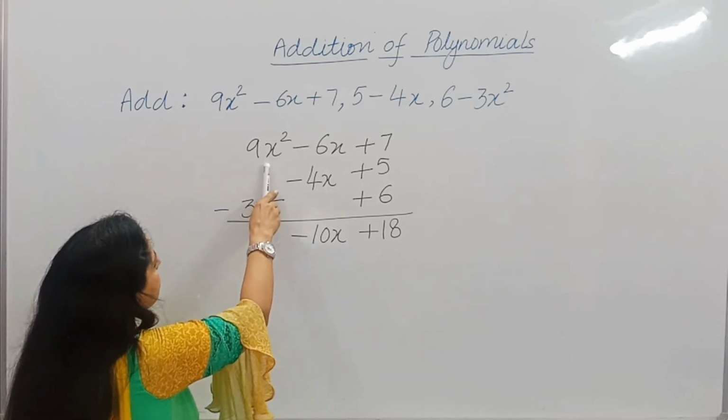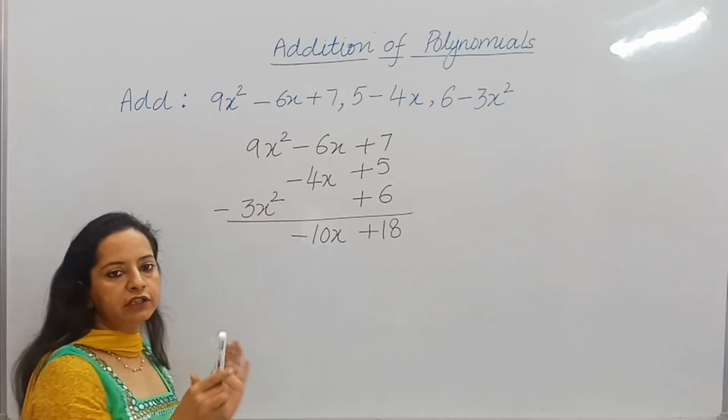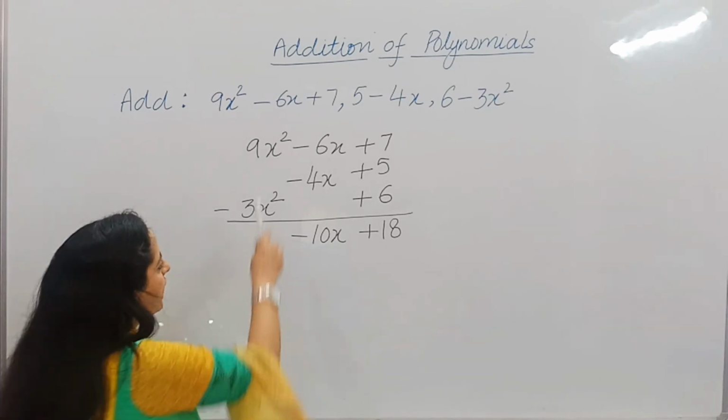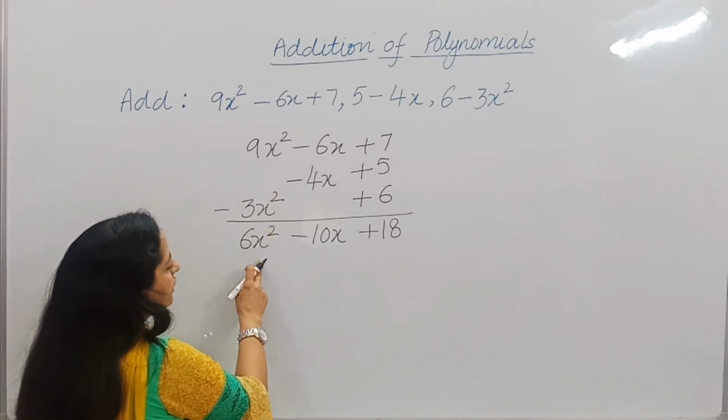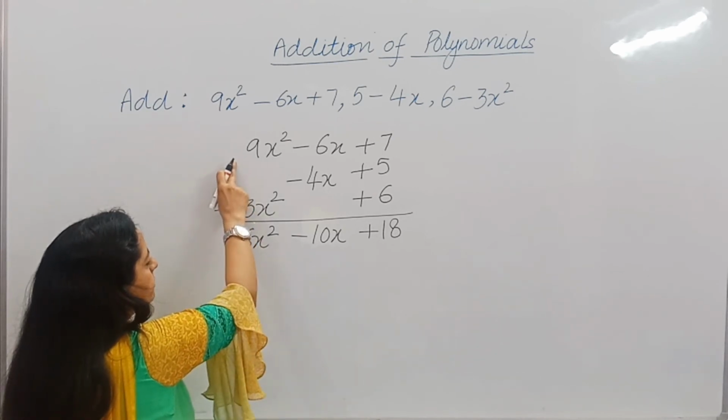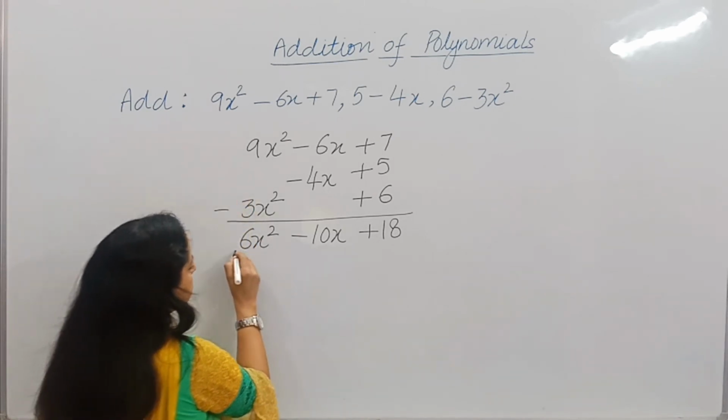In this case, 9 and minus 3. Different sign we subtract. 9 minus 3 is 6. So we get 6x square. Sign of the greater number, 9 being positive, the sign will be positive.